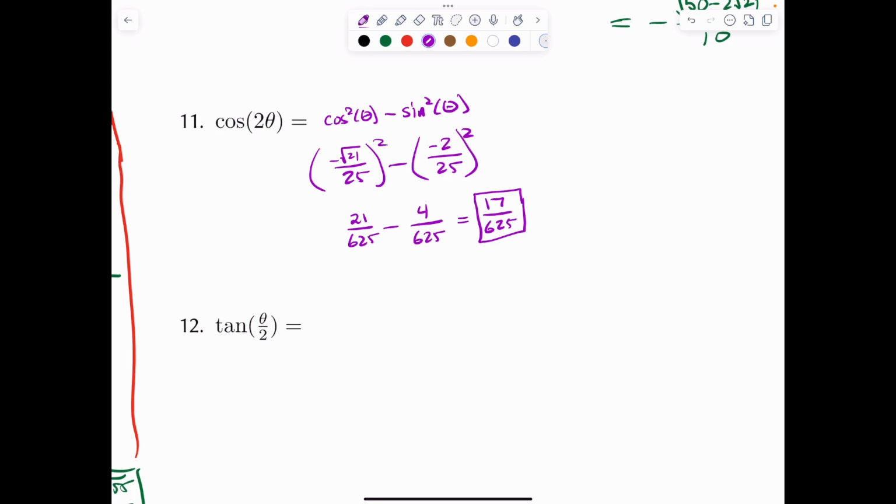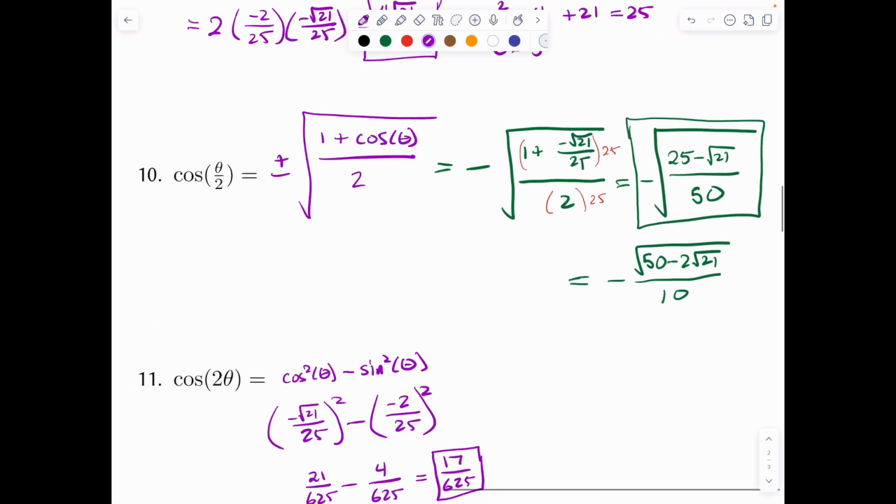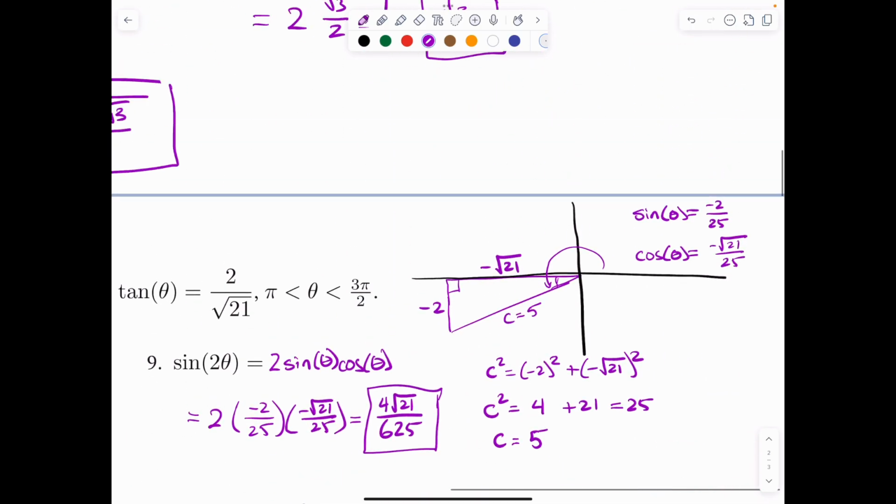Almost done. One more. We have the tangent of theta over 2. And I think that I will use this version. Which one was easier? Let's start with the first one. If things look ugly, we'll switch to the other one. I feel like when we did this in class, some people used the one that I didn't use, and it looked better. It was easier. So we'll do the first one.